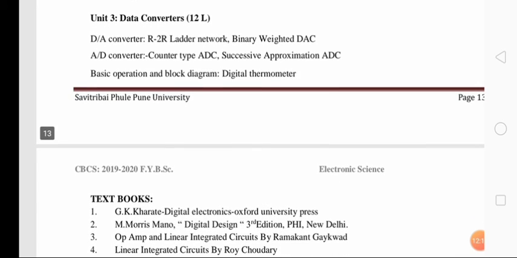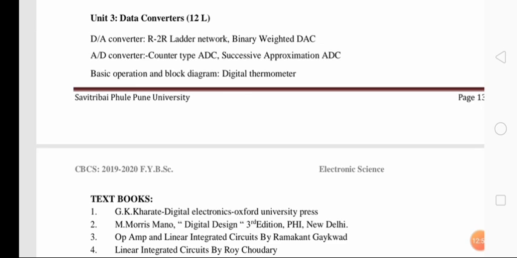Next you have unit 3. The name of unit 3 is data converters. You know that in digital electronics we learn about the binary number system. A computer understands only the binary number system, but the real world is in analog form. So in that case we require a data converter. Analog to digital: the analog signal is converted into digital form, then applied to the computer, and then the computer will understand the meaning of that analog signal.